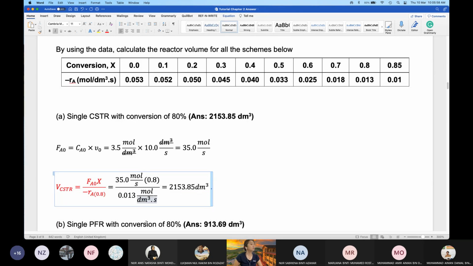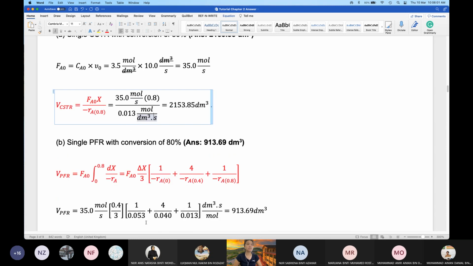Okay, next, we go to PFR. So, again, single PFR. For a single PFR, we also have to find its volume. So, volume of PFR equals FA naught integrating 0 to 0.8. Why 0 to 0.8? Because in a single PFR, converting from zero conversion to final conversion 0.8. Okay, dx per minus RA, convert into Simpson 1/3 rule, it becomes FA naught delta x per 3.